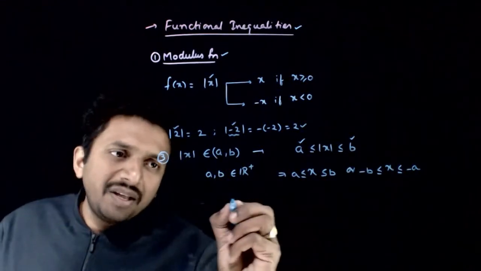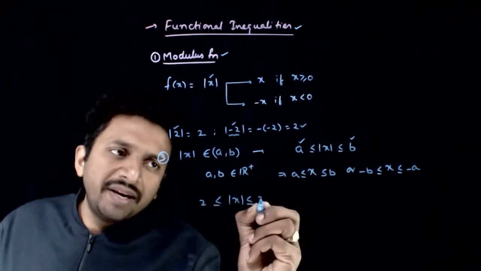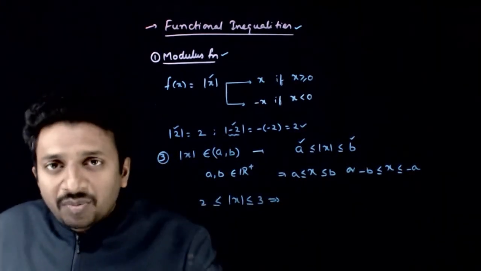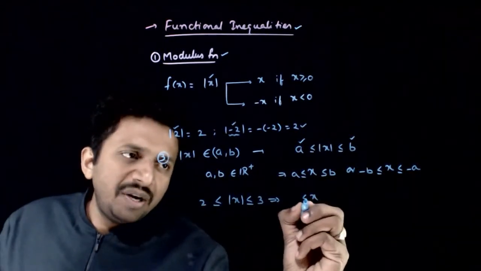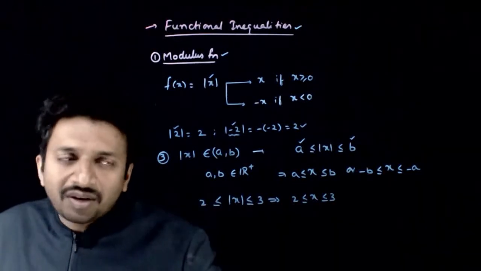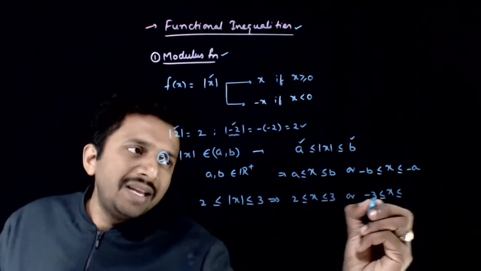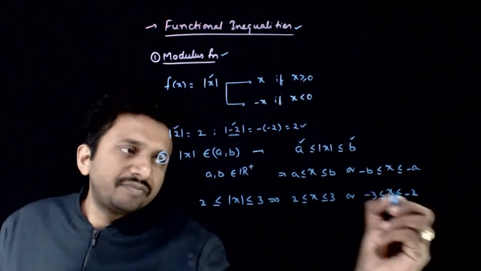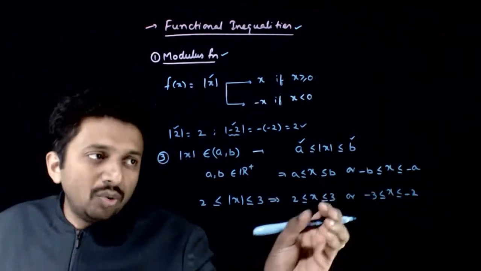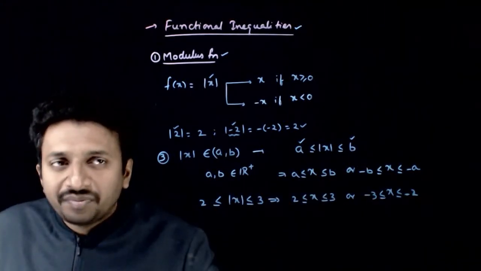For example, if mod x lies between 2 and 3, what can you say about x? So x can lie between 2 and 3. If x lies between 2 and 3, mod x also lies between 2 and 3. Or x can lie between minus 3 and minus 2. So these are the two options that you have, either 2 to 3 or minus 3 to minus 2.